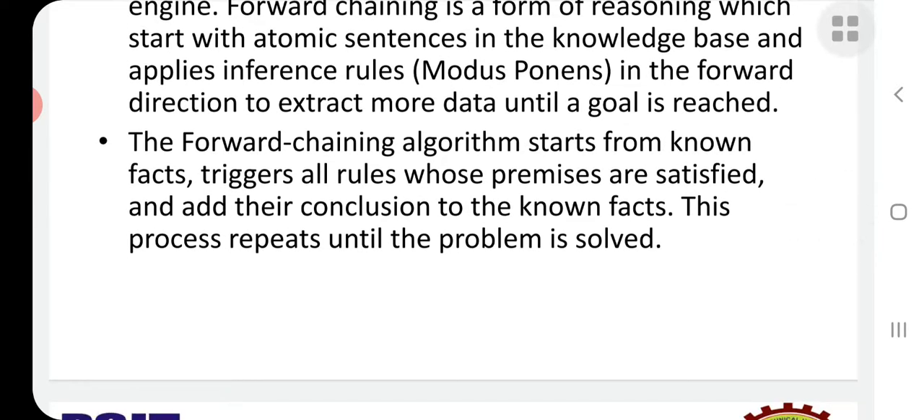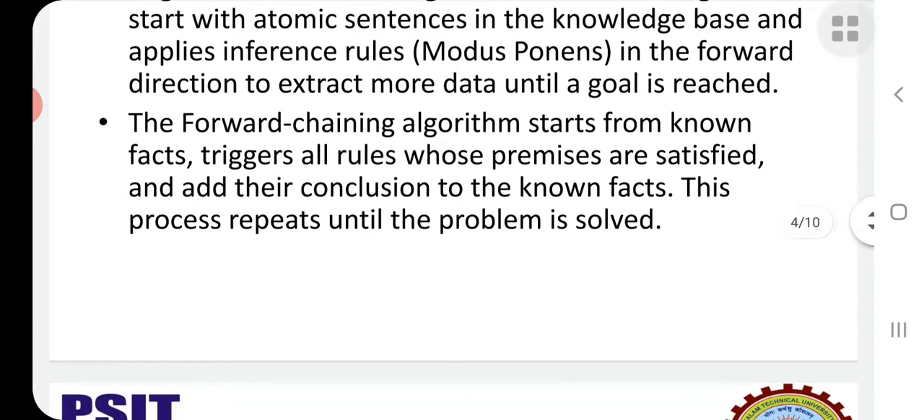The second most important point is that the forward chaining algorithm starts from known facts and adds their conclusions to the known facts. The main point you should consider in forward chaining is that it starts from known facts.